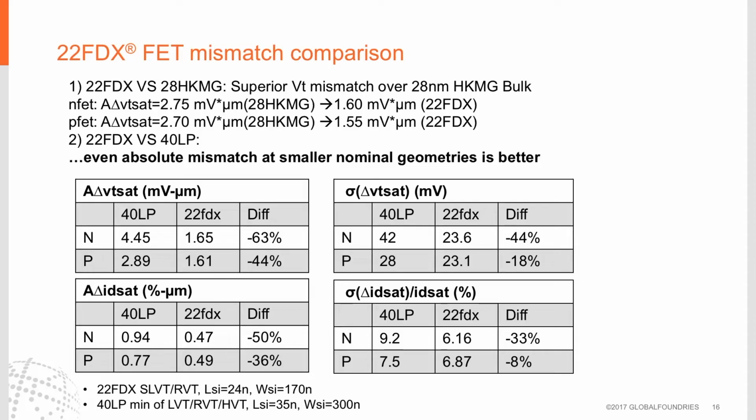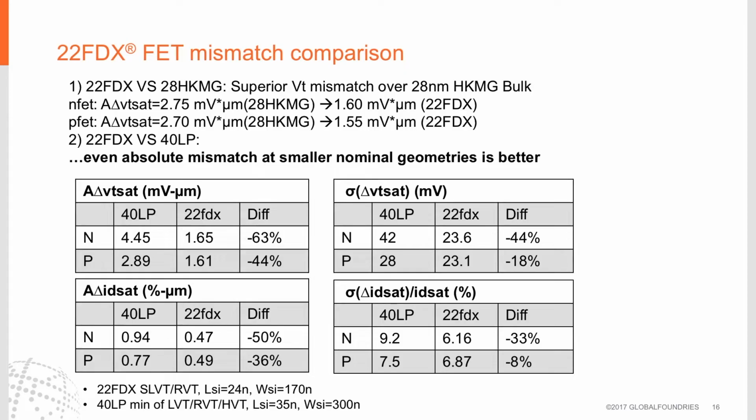Here we compare 22FDX to 28 HKMG. In the top, we compare the Pelgrom coefficients of a PFET and NFET between these two processes, and we find that 22FDX comes out with a superior NFET Pelgrom coefficient and a superior PFET Pelgrom coefficient, which means lower numbers in both cases. The charts on the bottom are a comparison between 22FDX and 40LP.